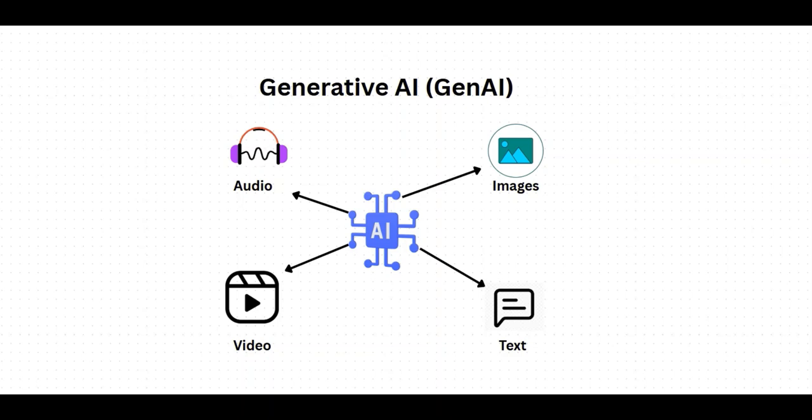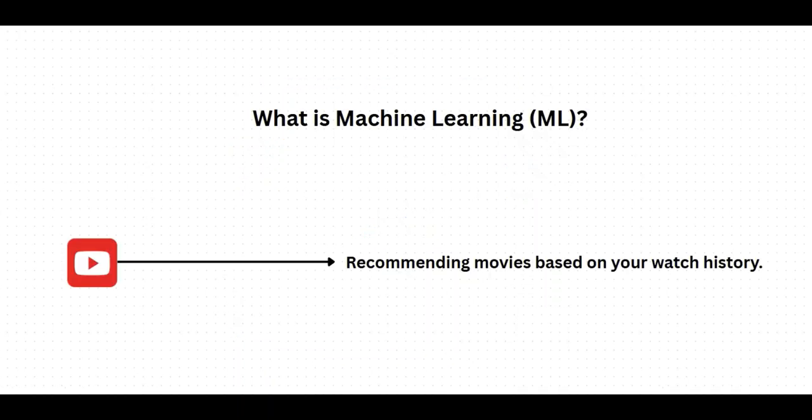But generative AI is more like an artist or a writer. It doesn't just follow rules, it learns from a massive amount of data and then uses that knowledge to generate something completely new that doesn't exist. This is the core concept of generative AI. It's not just about predicting or classifying data, it's about creating, and that makes it powerful and exciting.